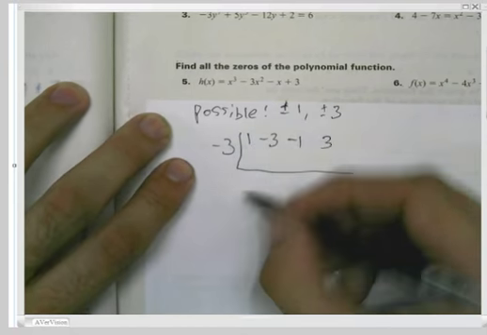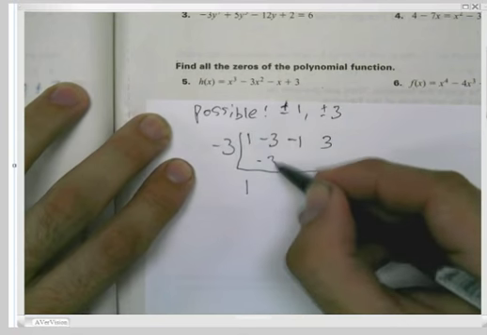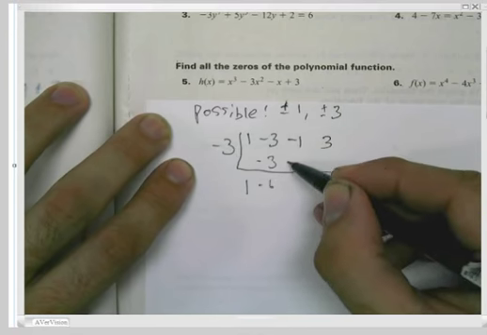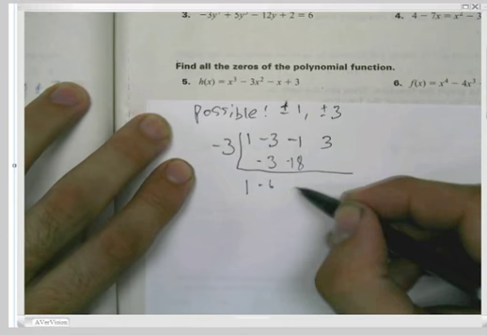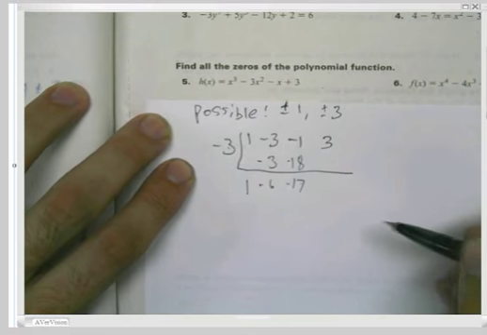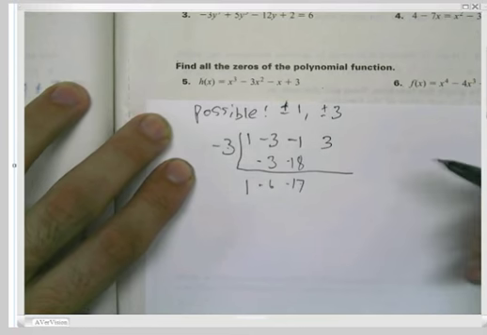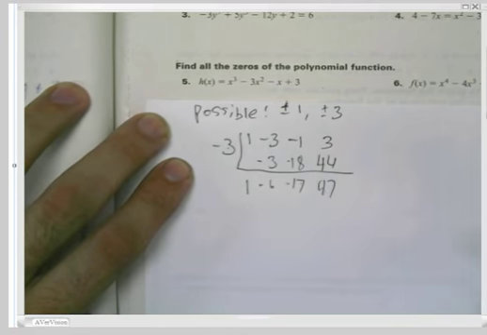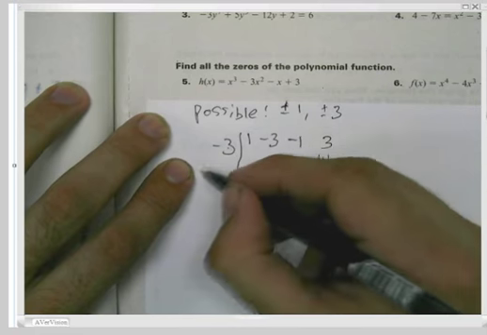1 down here, negative 3 times 1 is negative 3. Add them together, we have negative 6. Negative 3 times negative 6 is negative 18. Then we have negative 17. And negative 3 times negative 17 is positive 51, and then we have 54. We don't have 0. So negative 3, no. I don't think so. Let's try another one.